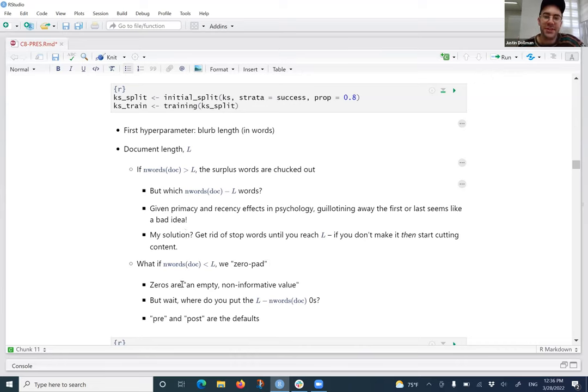And the idea here, and this is from the book, is that zeros are an empty, non-informative value. I don't have much to say about it, but there's the same question as before: where do we put those zeros? And pre and post, as before, are the defaults.